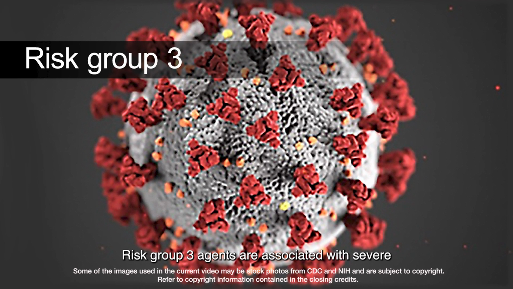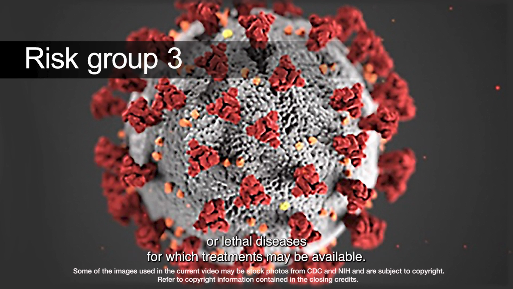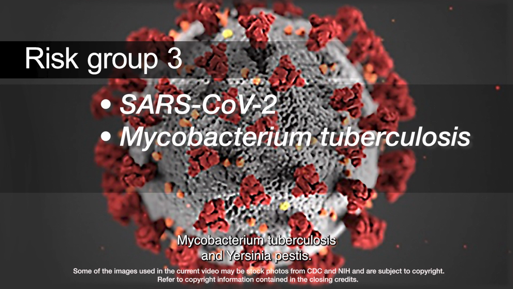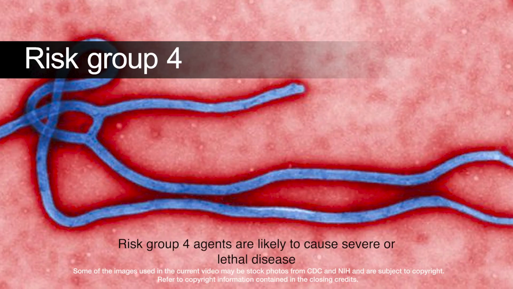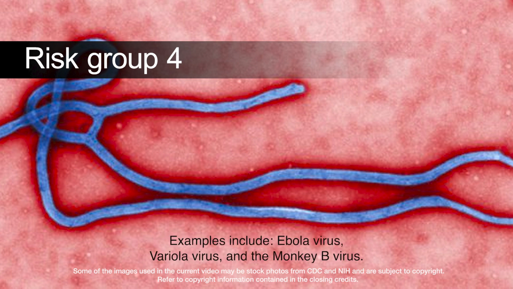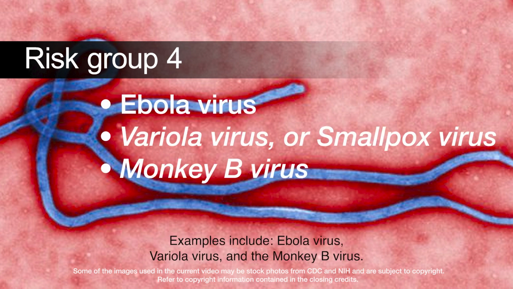Risk Group 3 agents are associated with severe or lethal diseases for which treatments may be available. Examples include SARS-CoV-2, Mycobacterium tuberculosis, and Yersinia pestis. Risk Group 4 agents are likely to cause severe or lethal disease for which treatment is not usually available. Examples include Ebola virus, variola virus, and the monkey B virus.